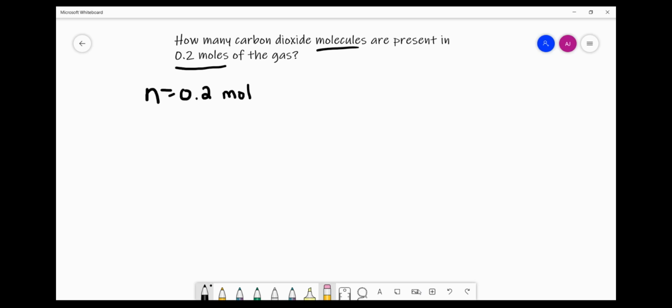So whenever you see ions, atoms, molecules, that is referring to the number of particles. So that's what we're trying to find. I'll just put a question mark there. So here's what I'm given. Here's what I'm trying to find. Next up, let's write down the equation that relates those two quantities. So we know that the number of particles is equal to moles multiplied by Avogadro's number.